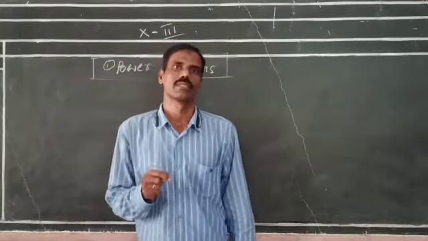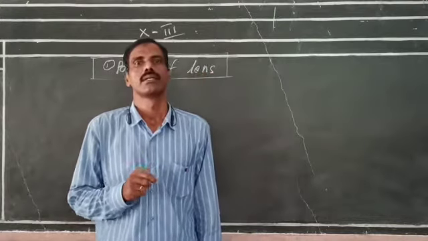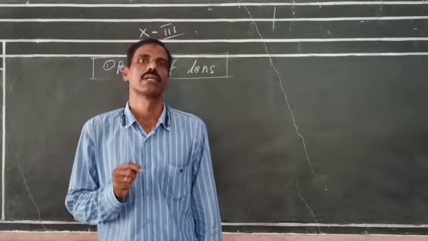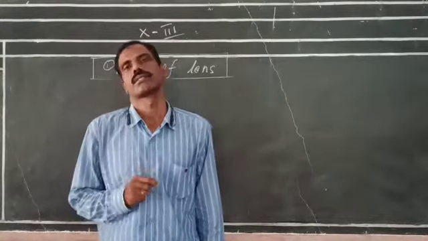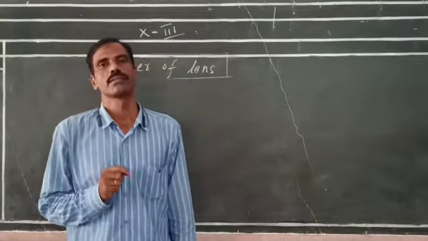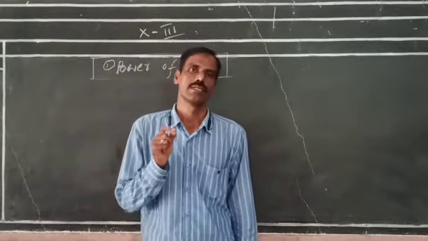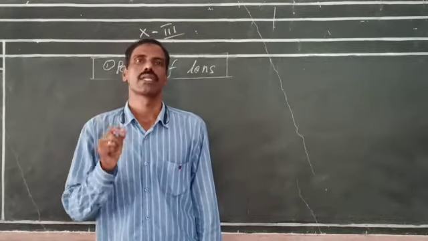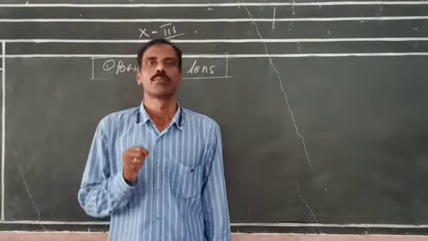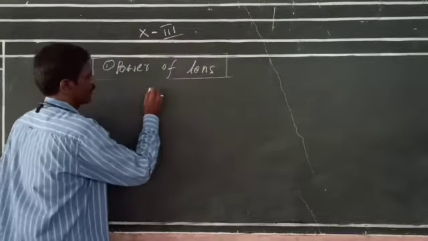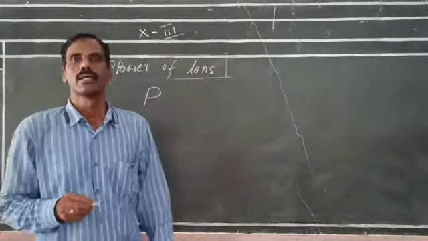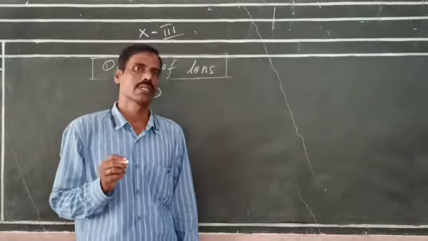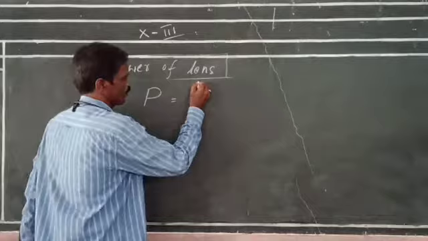So the power of the lens can be defined as the degree of convergence or divergence of light ray by the lens. Power of the lens is defined as the degree of convergence or divergence of the light ray by the lens. Power is generally represented by the letter P, and it is nothing but the reciprocal of the focal length.